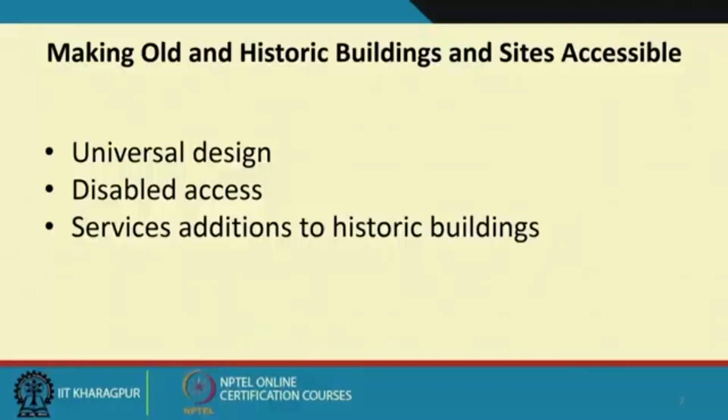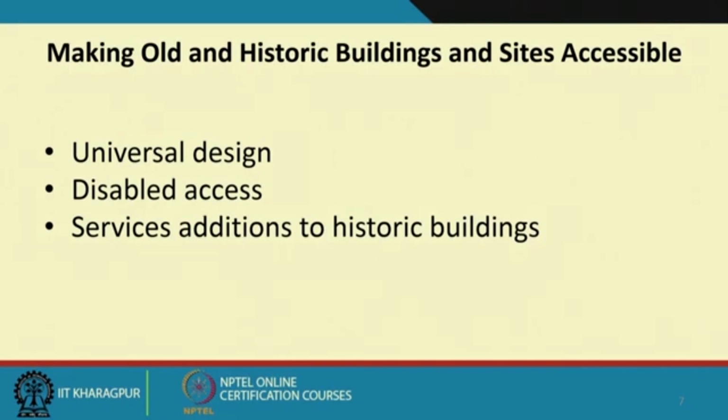And another very important part of this heritage conservation is making the heritage accessible to a lot of people: the people who are not capable to move, who have problems with movement, the old people, differentially abled people. So, how can we make the heritage structures, sites and precincts accessible? It is talking about universal design, disabled access, and what additional services are required in historic buildings to make them universally accessible.